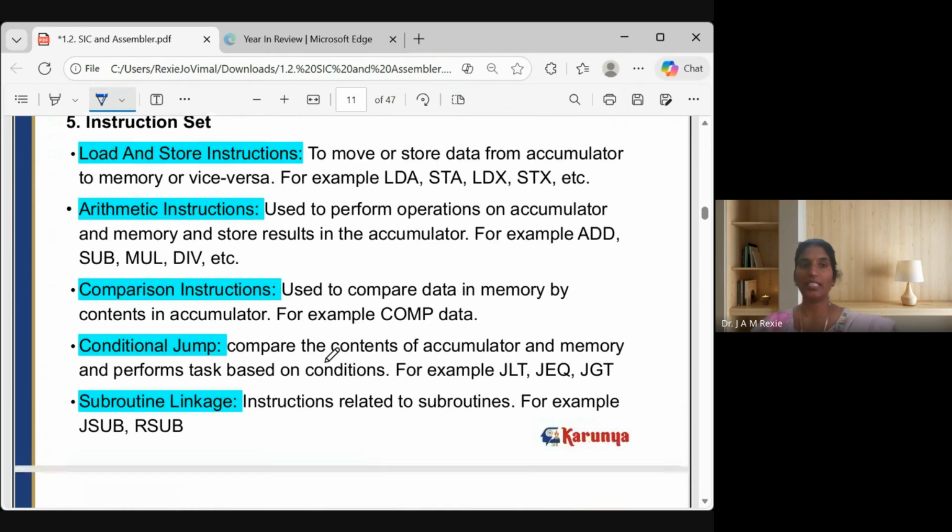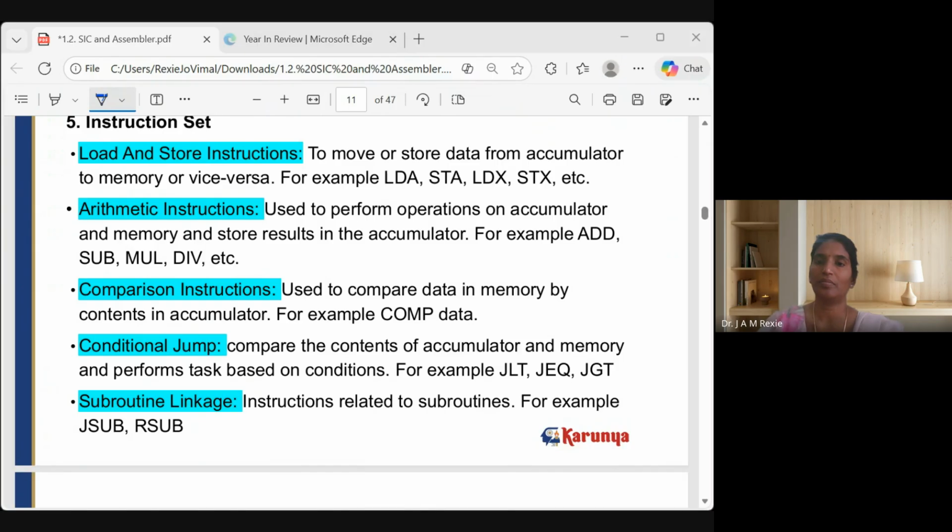And the instruction sets are the load and store instructions. So we are having LDA, STA, LDCH, STCH. Okay, loading with the integer value will be calling this LDA. If it is a character, then we'll be having LDCH. Similarly, loading and storing the index register, and then the arithmetic instructions, examples ADD, SUB, etc. Then comparison instruction. We'll be having the COMP, comparing the data with a particular value, and then we are having conditional jump.